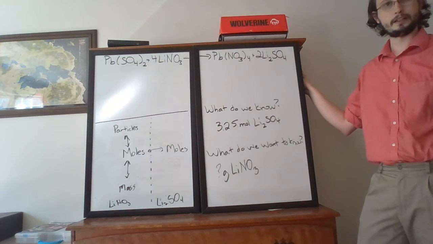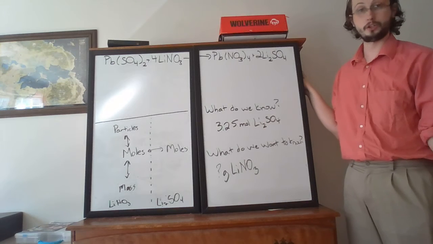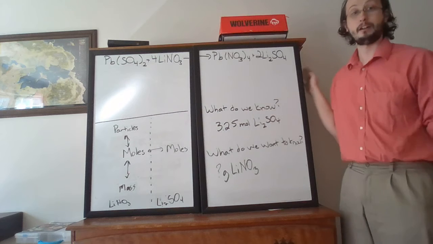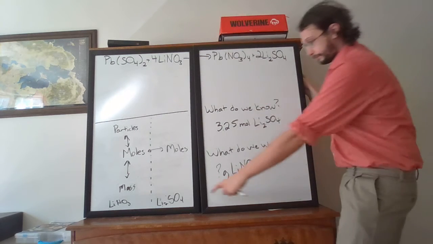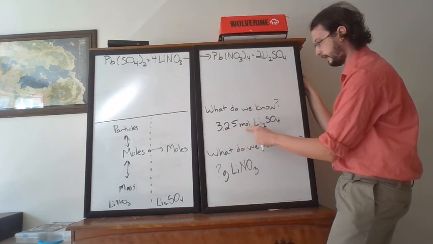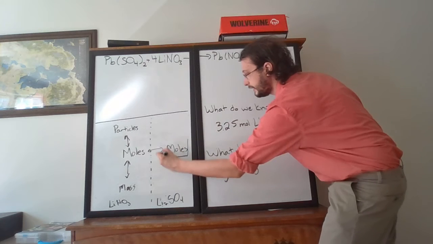It's like making cookies. You want 50 cookies. Well, how many cups of sugar do you need? So that's what we're doing here. We know how much of this we need. We need to figure out how many of the ingredients we need to do that. So, let's see. We know 3.25 moles of lithium sulfate. So lithium sulfate's on this side. We're starting in moles here.